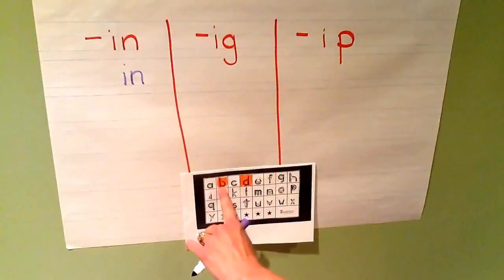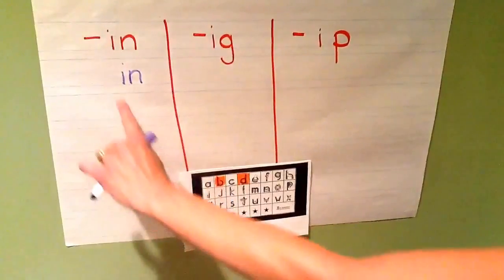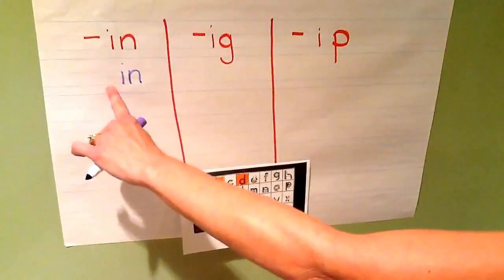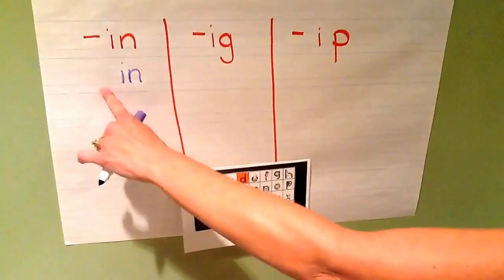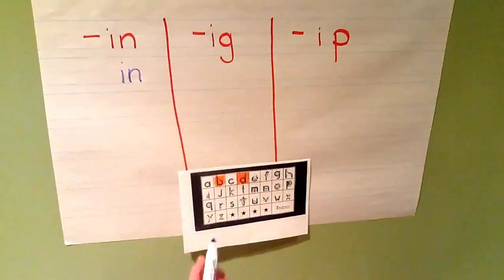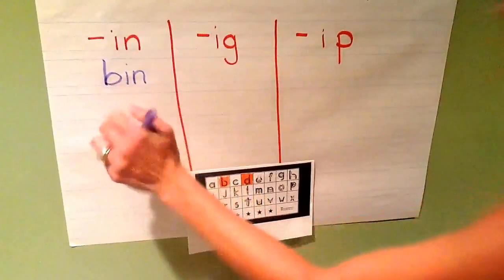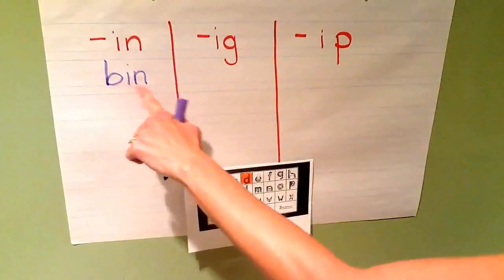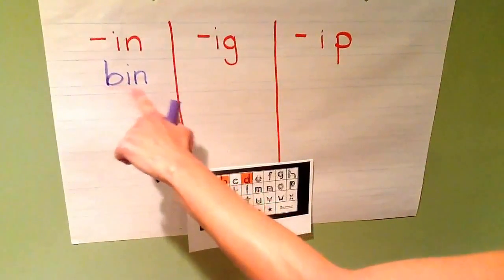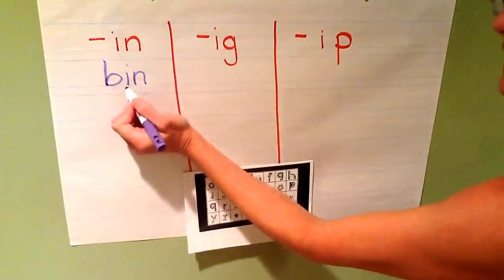Let's look at this letter, the B, B, B. If I were to put that here, would that make sense? B-in, bin, like a bin is a container. That makes sense. So I'm going to go ahead and write the B right here. Do you see how this is my word family? Bin has the word family in.